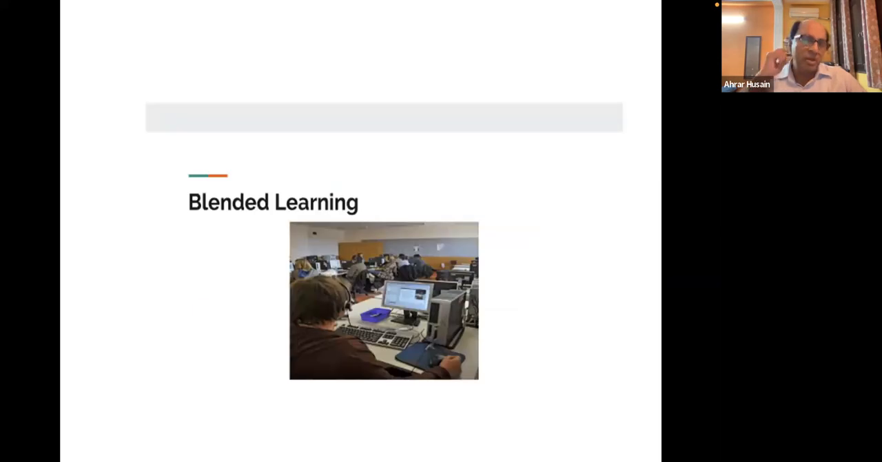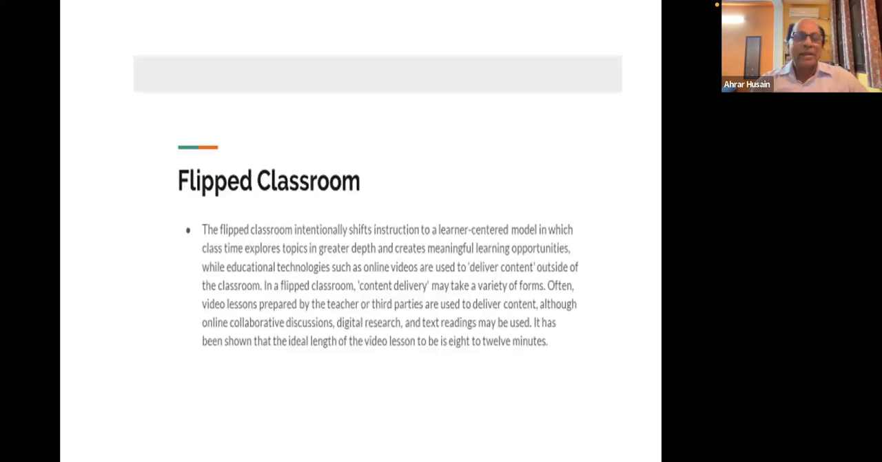So this is the blended learning kind of thing that we are there in the classroom and we are integrating technology. Sometimes we are going on the board, sometimes we are having face-to-face. At the same time, we are integrating technology, going on the internet, etc. Another is a flipped classroom. This is not very popular in India.